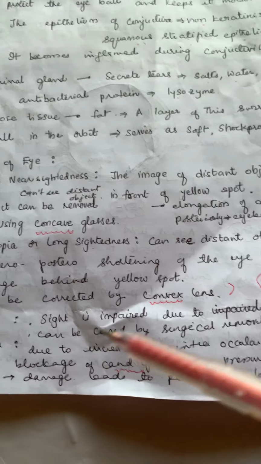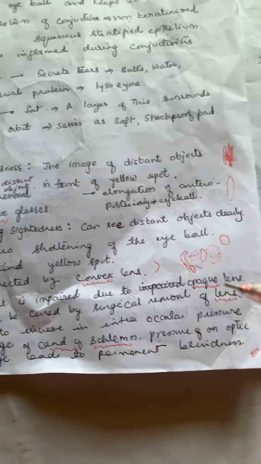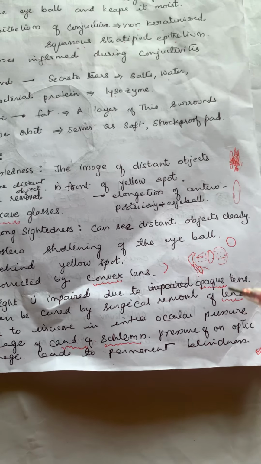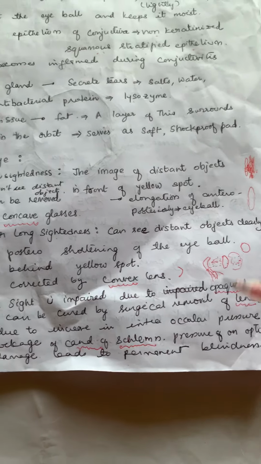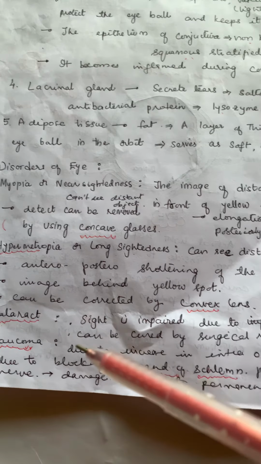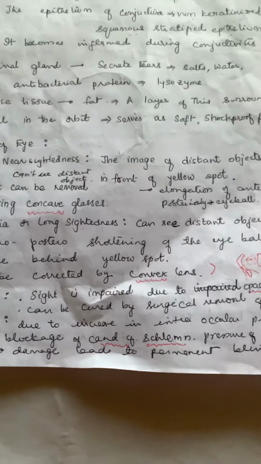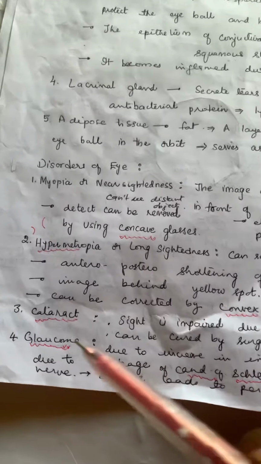Cataract: sight is impaired due to an opaque lens. The transparent lens becomes opaque. Because of that, cataract is caused, and it can be cured by surgical removal.